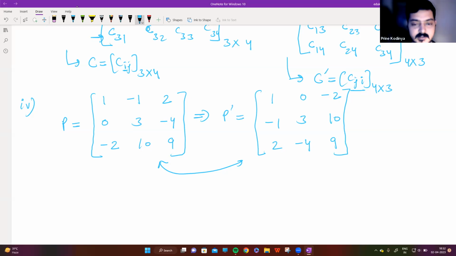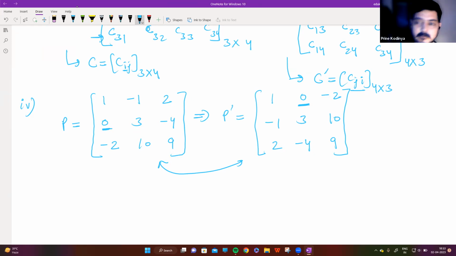Like 0 changed its position. It was here in P, but it's here in P dash. So the position has changed. What are the elements whose position haven't changed? 1, 3, 9. Can you tell me anything specific about these elements? Like 1, 3, and 9. All of these are diagonal elements, right? So these diagonal elements didn't change their position.